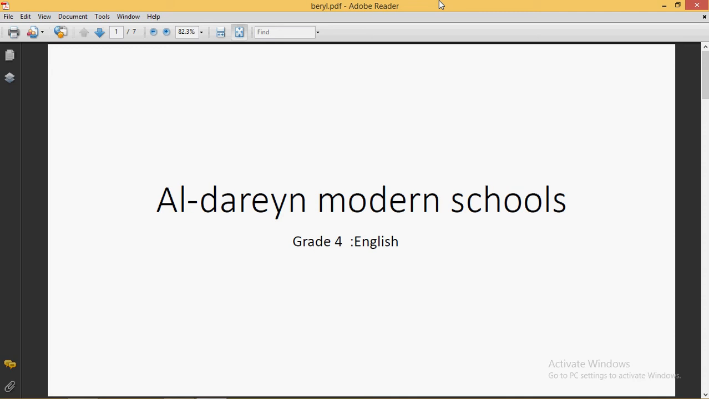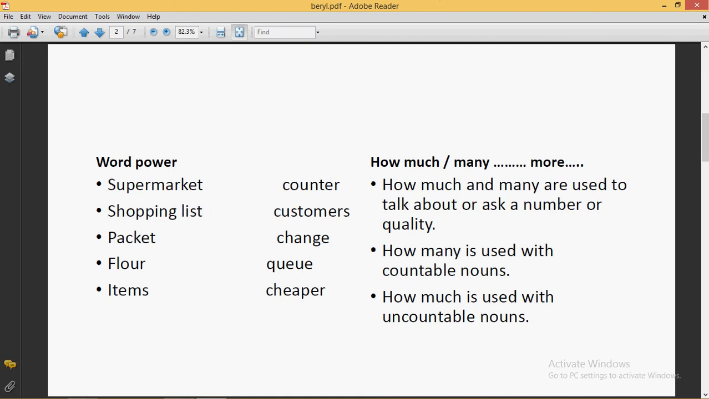I am an English teacher. Today we want to do the grade 4 work. Grade 4 work, we have to check the word power. Word power: supermarket, shopping list, packet, flour, items, counter, customers, change, queue, and we have cheaper. Now, these words we have to look at them one by one.